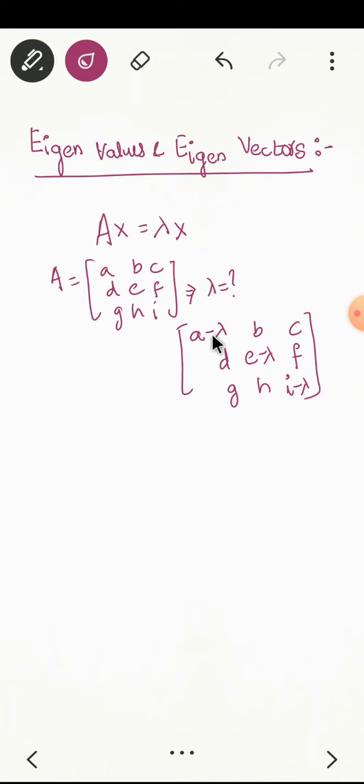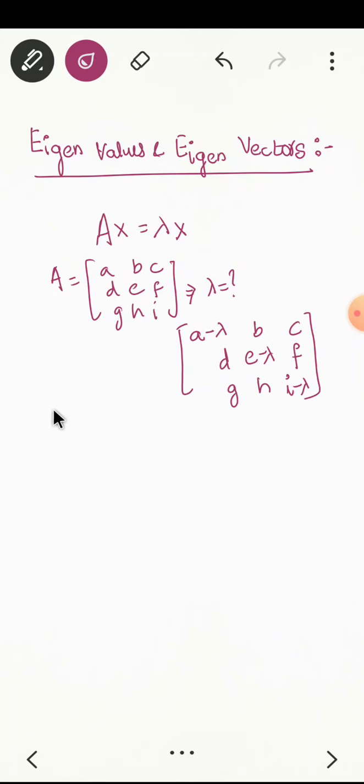After doing this, you will get lambda cube. If it is a 2 cross 2 matrix, you will get lambda square. Find the roots of lambda and substitute those values in order to find the eigenvectors. We will do the problems, no need to worry, but if you are getting this, that is fine.